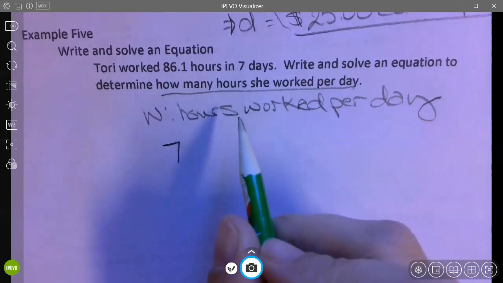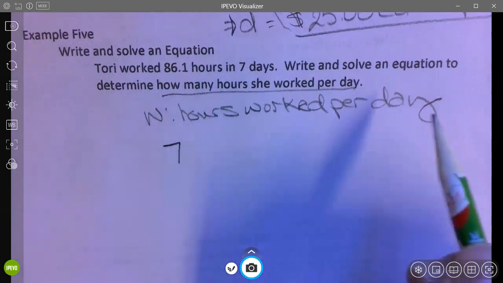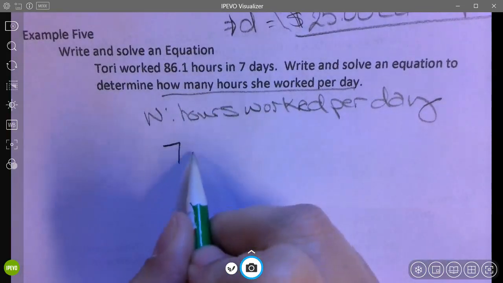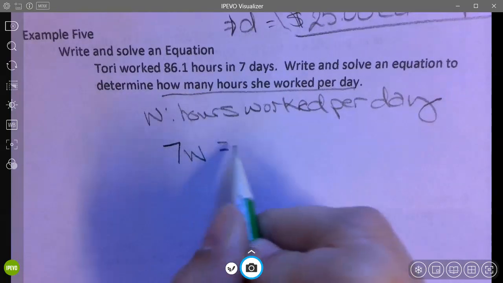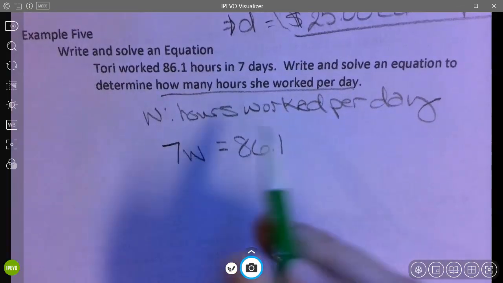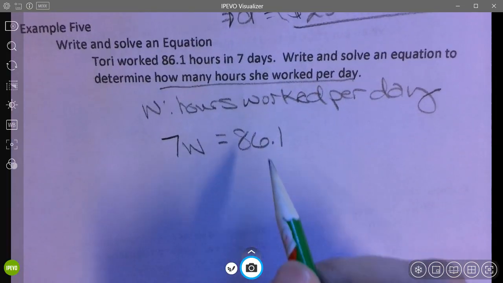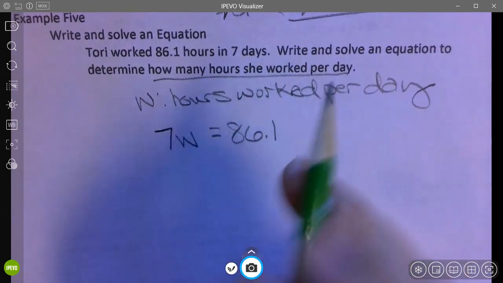So say she worked 5 hours every day. 5 plus 5 plus 5 plus 5. Isn't that just going to be your multiplication? So 7 times W is going to equal your 86.1. This is how many total hours she worked. I need to figure out how much she worked per day.